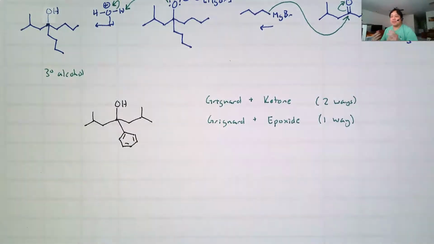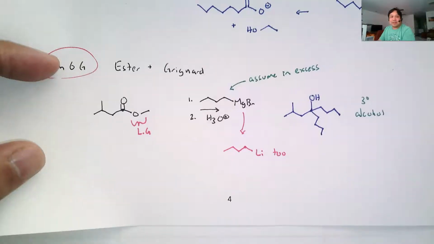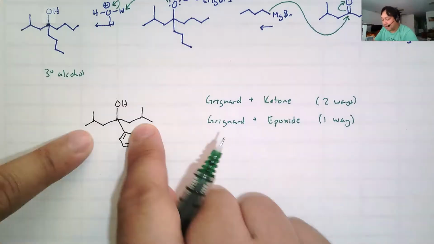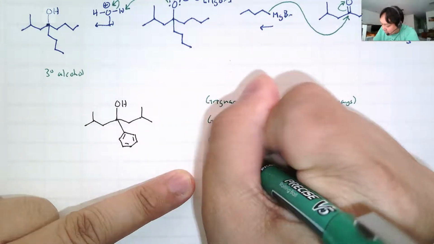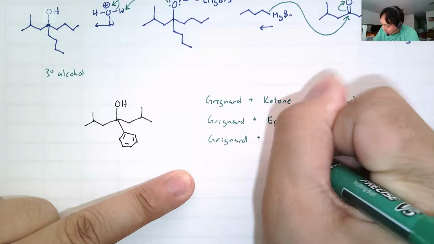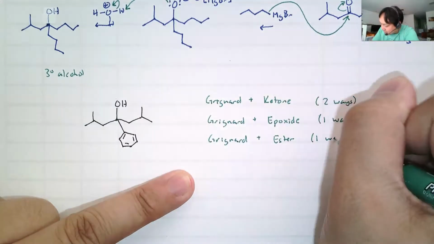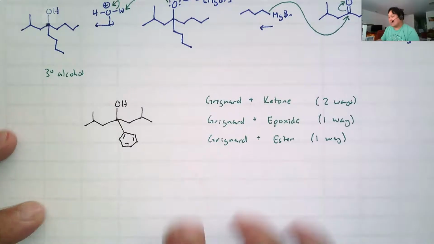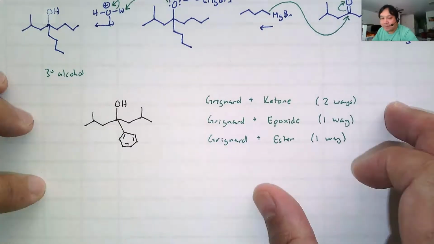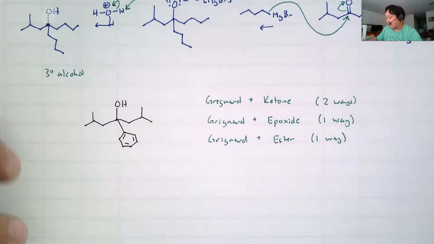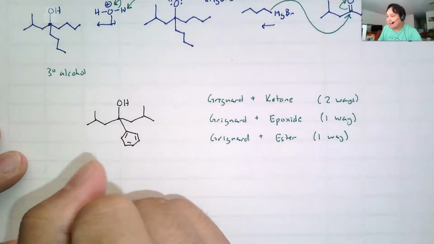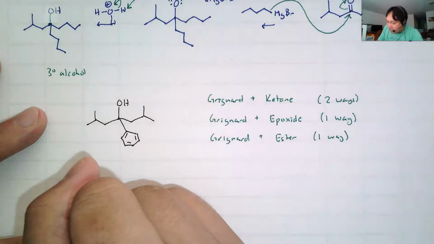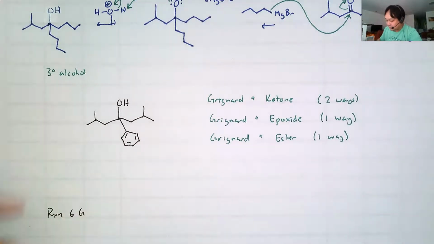But what about what we just learned? Ester plus Grignard. We have two of the same groups. So we could do Grignard plus ester. And there's one way for that. I'll probably make this a practice problem for this video. So those of you who are in my class, watch out for that. Let me take care of the last reaction, reaction 6G. Oh no, 6H.